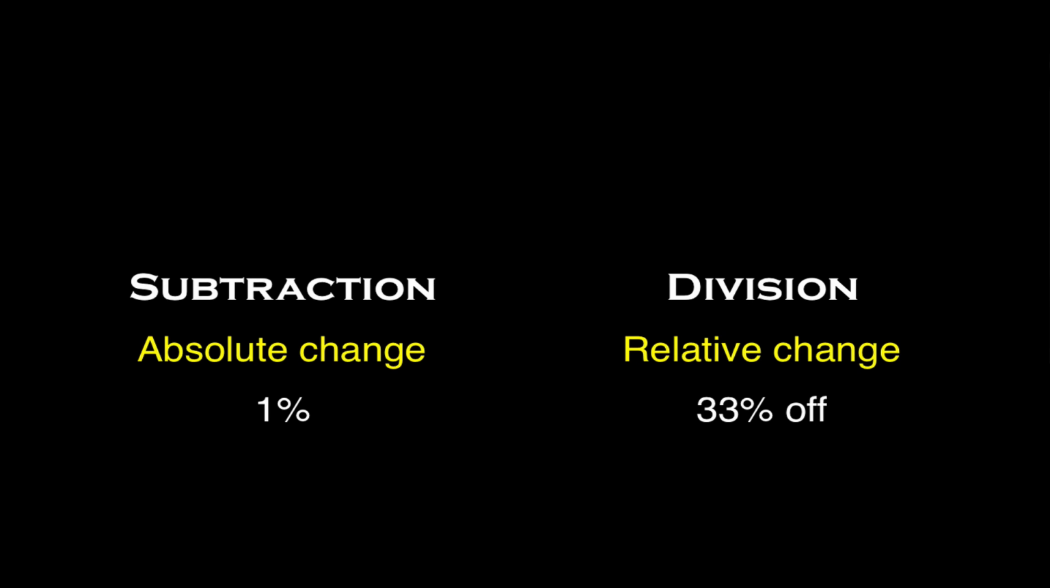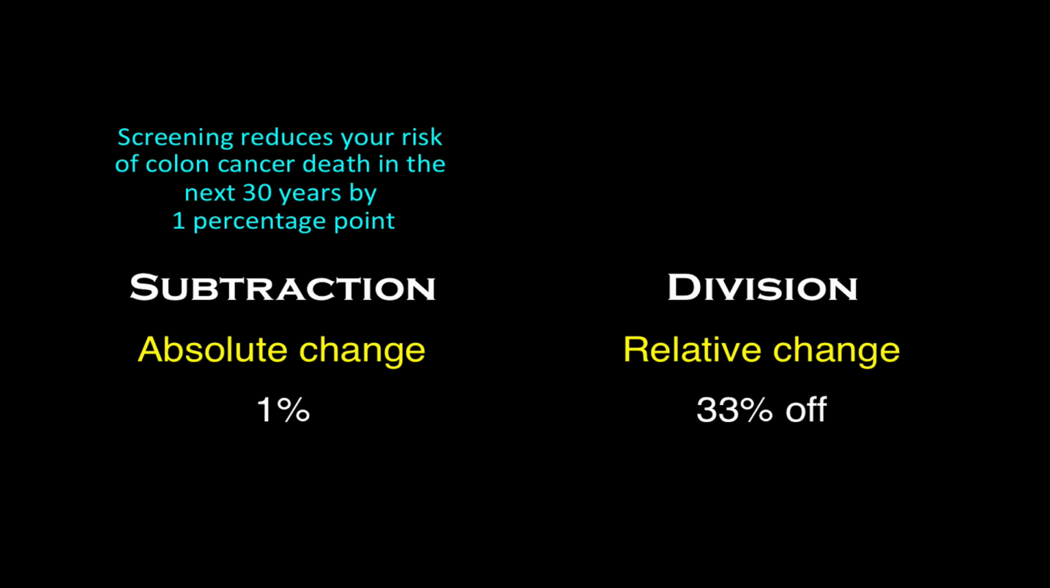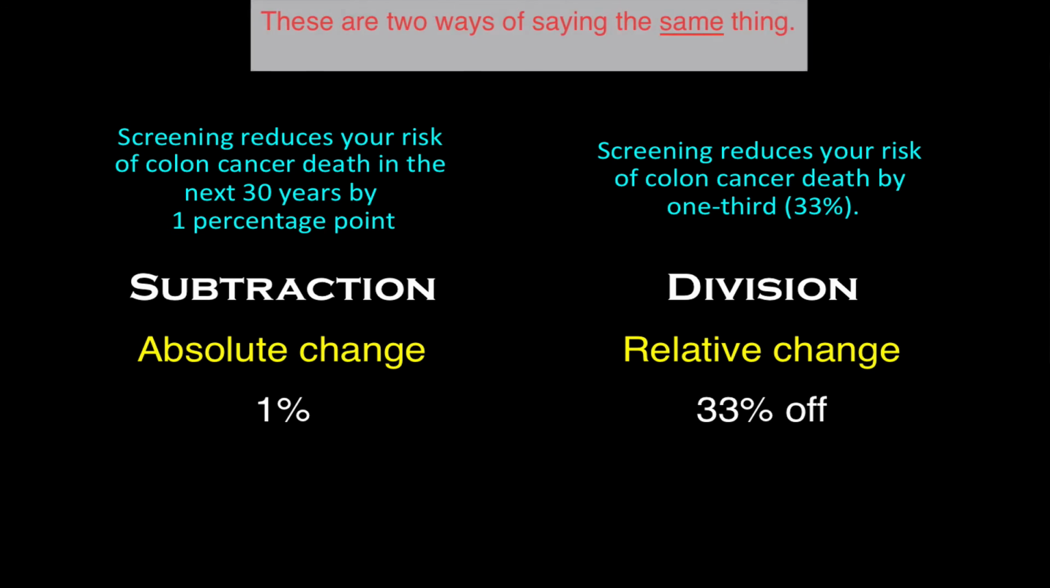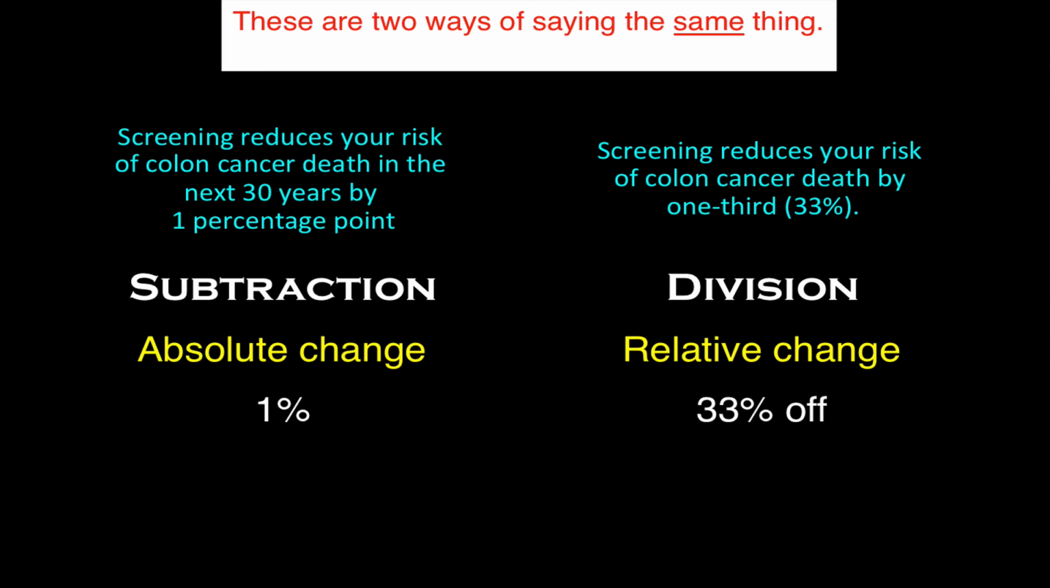Now let's consider the take-home message. The absolute change: screening reduces your risk of colon cancer death in the next 30 years by 1 percentage point. The division, the relative change: screening reduces your risk of colon cancer death by 1/3, or 33%. Again, these are two ways of saying the same thing. But does it matter how you say it? Sure it does. The relative change feels much bigger.